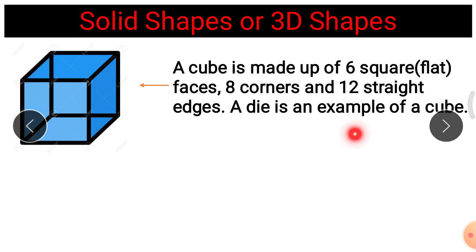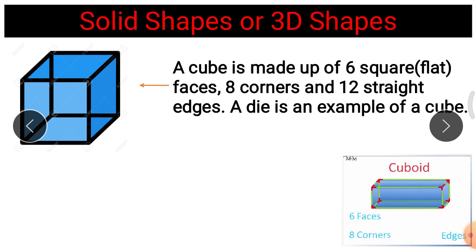A die is an example of a cube. What is the example of a cube? If you want to see a cube shape, you can see a die. Now what is this die? When you play Ludo game, have you seen? That is numbers up, small points are in that. You can see that is die. Okay. So you can calculate all the corners and straight edges on that.